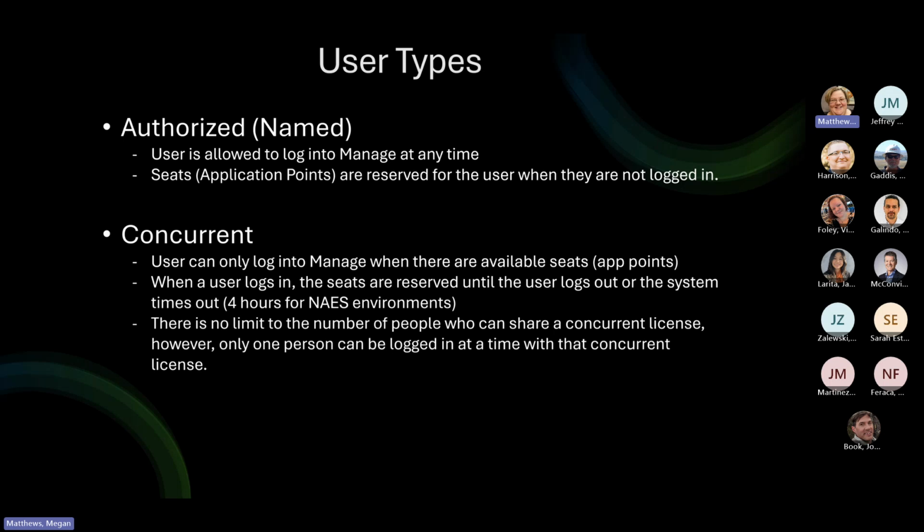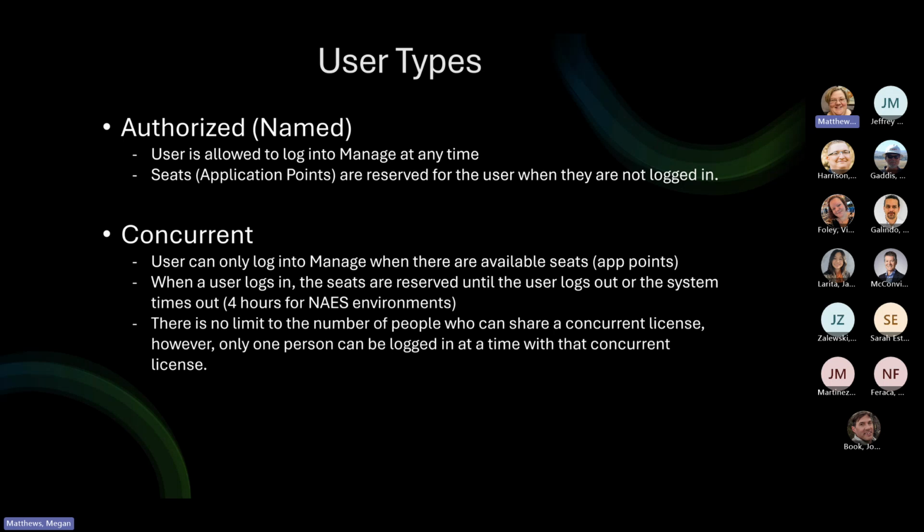So we'll talk about concurrent users. A concurrent user is someone who shares a license with multiple people. So a concurrent user can only log in to Manage when there are open seats or when they're available points. When a user logs in, the seats are reserved until that user logs out, and then those seats are returned back to the pool. We'll talk a little bit about a funnel here in a second about how that happens. Currently, for our environments, the timeout is 4 hours. You can change that if you want to. For individual sites, you would need to coordinate with us on that.